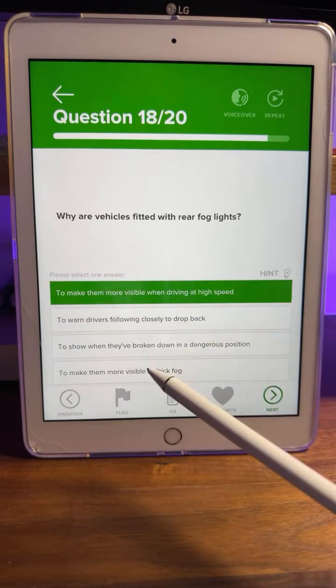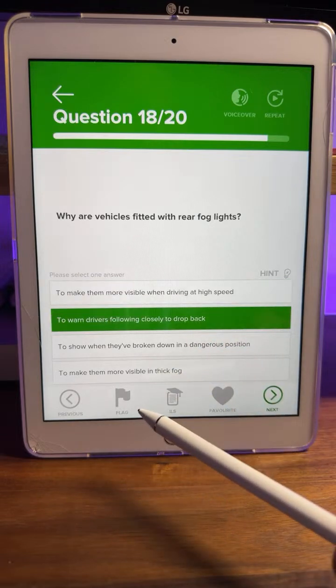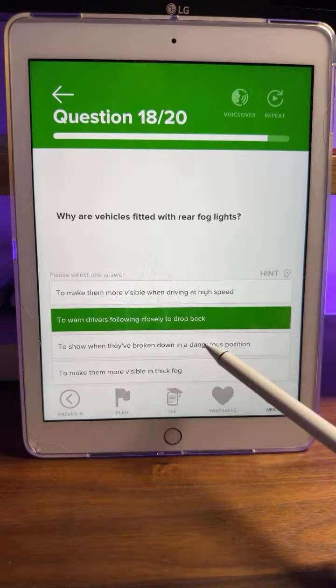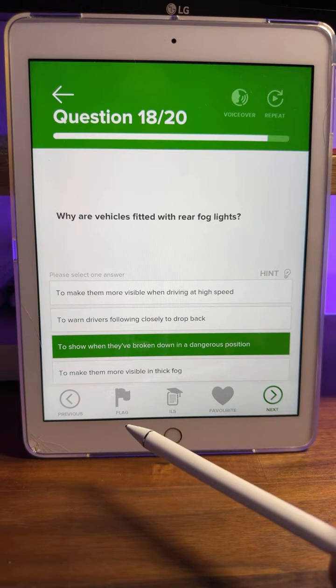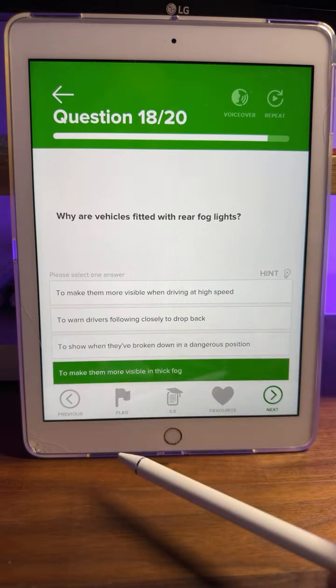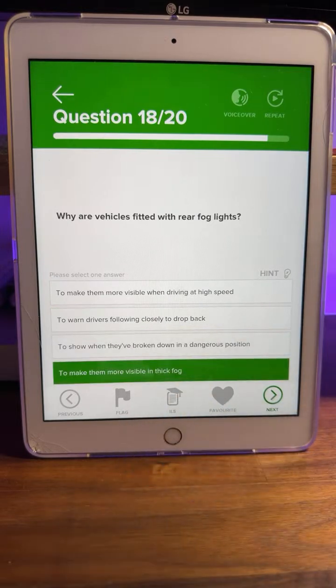Okay, it's to make them more visible when driving at high speed, to warn drivers following closely to drop back, to show when they're broken down in a dangerous position, or to make them more visible in thick fog. A, B, C, or D. Think safety on this one. This is actually quite an easy answer. It is easy. Pretty much every single one of you saying D or 4. Yeah, you're pretty much all saying D.